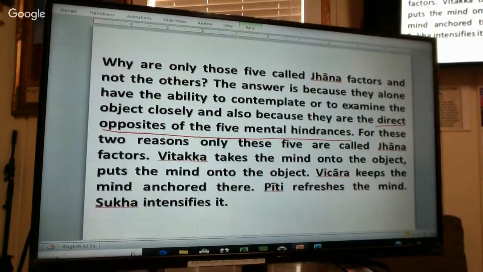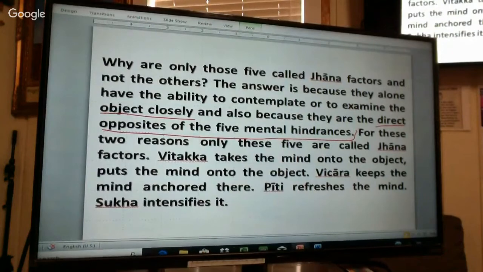But there are two reasons only these five are called jhana factors. Another factor is the ability to contemplate or to examine the object closely. That's another reason. But the very important one is that they are directly opposed to the five mental hindrances.